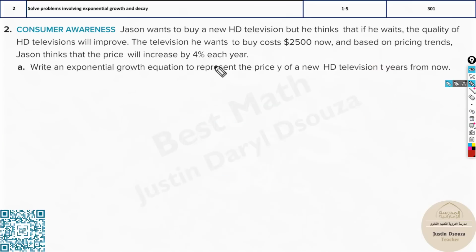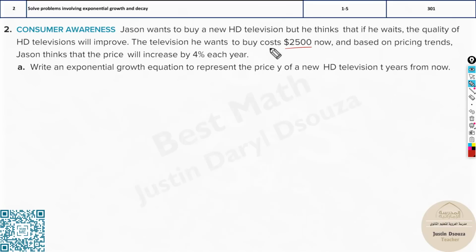Let's solve this one as well. Jason wants to buy a new HD television, but he thinks that if he waits, the quality of the HD television will improve. The television he wants to buy costs $2,500 at present. Based on pricing trends, Jason thinks that the price will increase 4% each year.